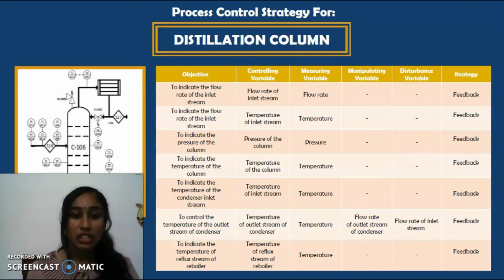The temperature indicator is to indicate the temperature of the condenser inlet stream with the controlling variable of temperature of inlet stream. The next one is the temperature controller. It is to control the temperature of the outlet stream of the condenser with the controlling variable of temperature of outlet stream of condenser, with the MV flow rate of outlet stream of condenser and the DV flow rate of inlet stream. And the objective for the temperature indicator is to indicate the temperature of the reflux stream with the boiler, and the controlling variable is the temperature of the reflux stream of the boiler.